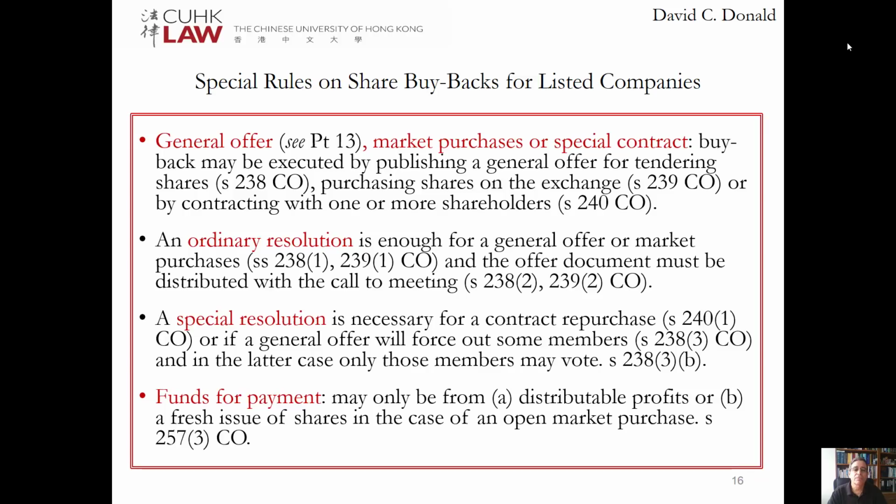So when a general offer or market purchases are made, an ordinary resolution will be enough to approve the transaction. However, when we are dealing with a given member or set of members through a contractual repurchase of shares, then a special resolution will be necessary, and it will be necessary that any decision which will repurchase the shares of a specific group of members and force them out of the company, those members or member will have to vote on the decision because it affects them most.